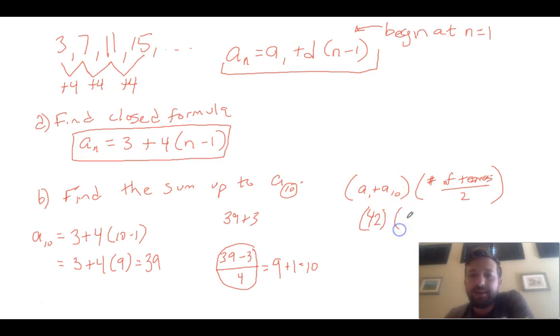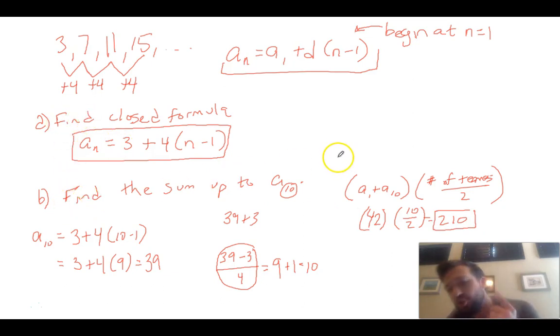So the number of terms is 10, divided by 2. We're just going to be doing 42 times 5, and the answer to that would be 210. And that's the summation. There's the answer to those two questions. Okay, let's do one more. It's maybe a little more difficult.